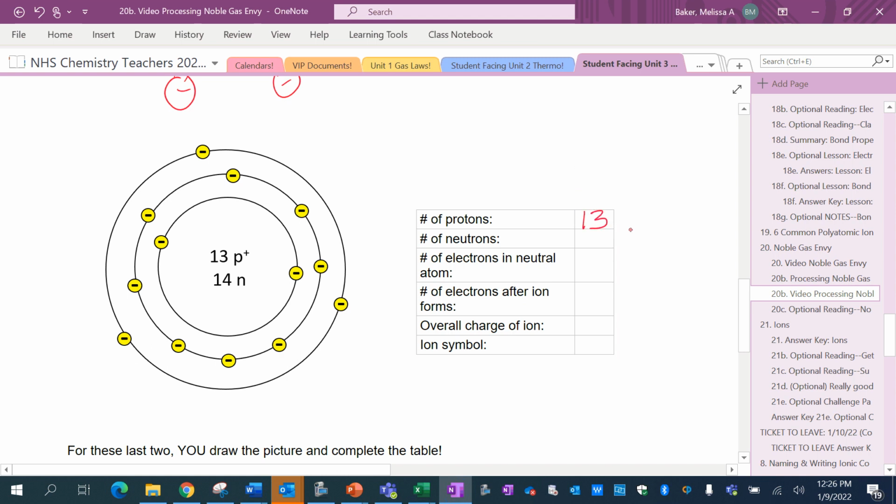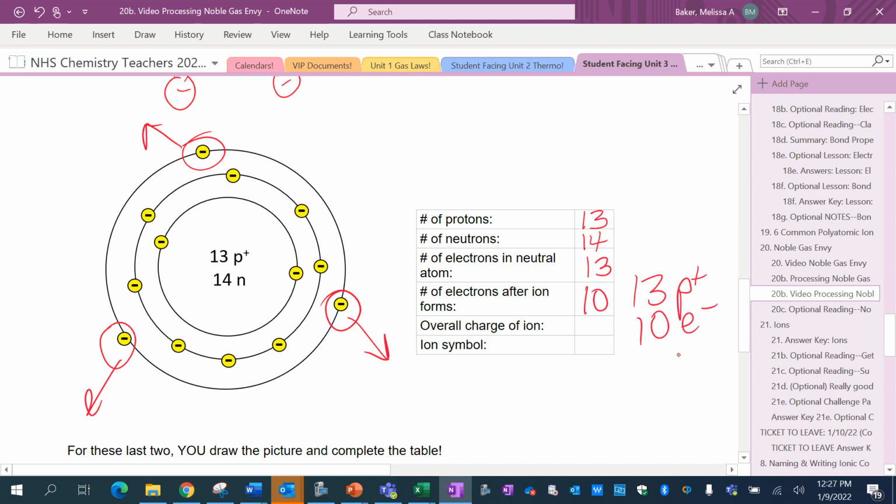Next, we've got 13 positive protons, 14 neutrons, 13 electrons if it's neutral, 3 in its outer shell, so it wants to lose those 3, so then its outermost shell will have 8. So if you have 13 positives and only 10 negatives, the positives are winning by 3. Number 13 is aluminum, so we would have Al3+.